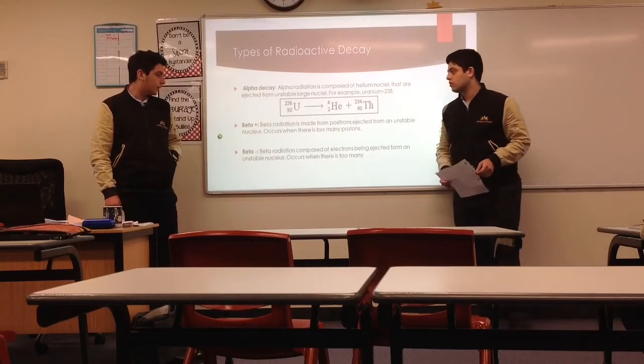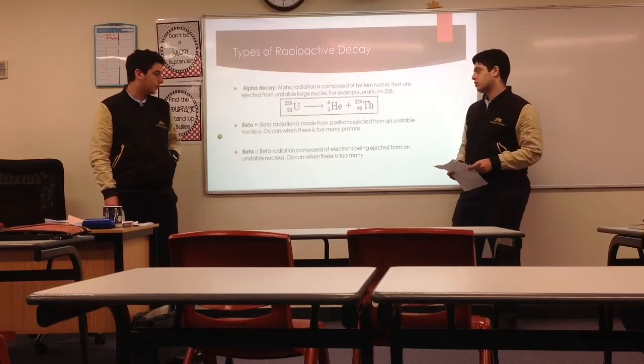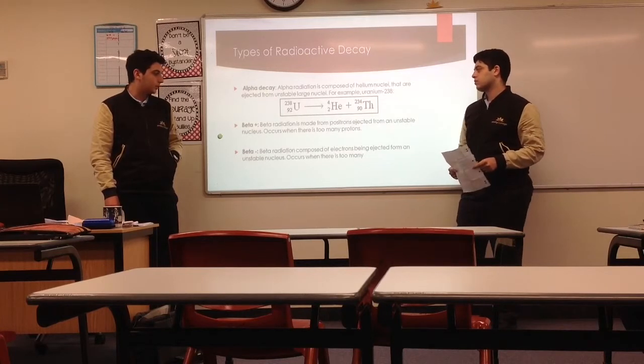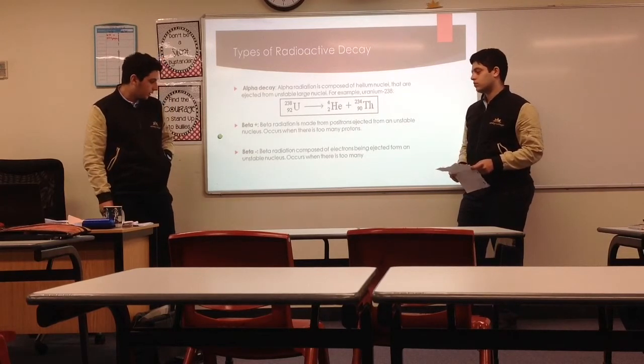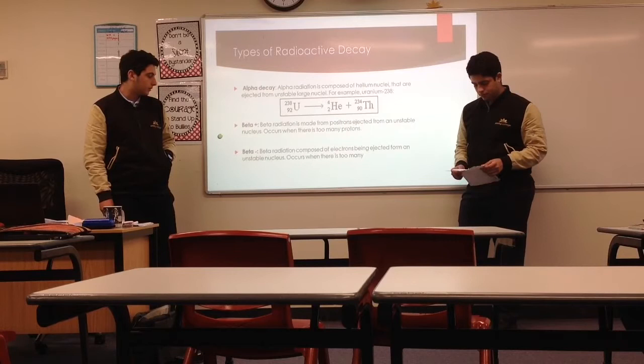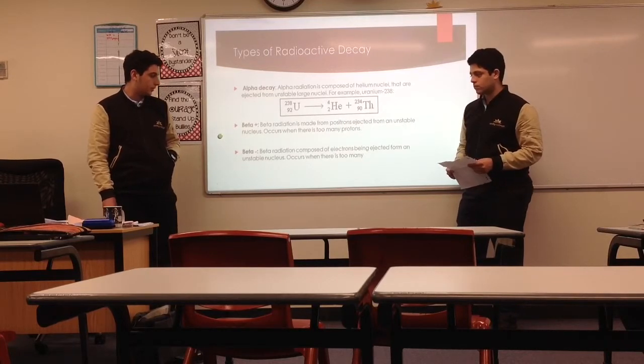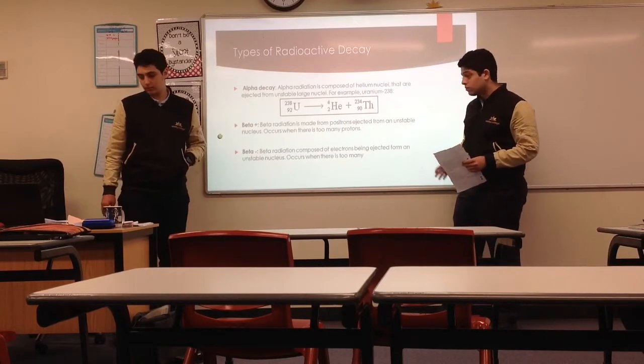Beta positive radiation is made from positrons ejected from an unstable nucleus. It occurs when there are too many protons. And beta negative radiation is composed of electrons being ejected from the unstable nucleus. It occurs when there are too many neutrons.